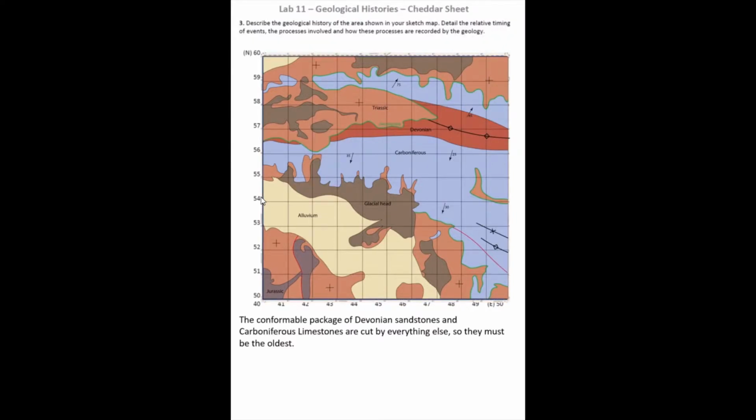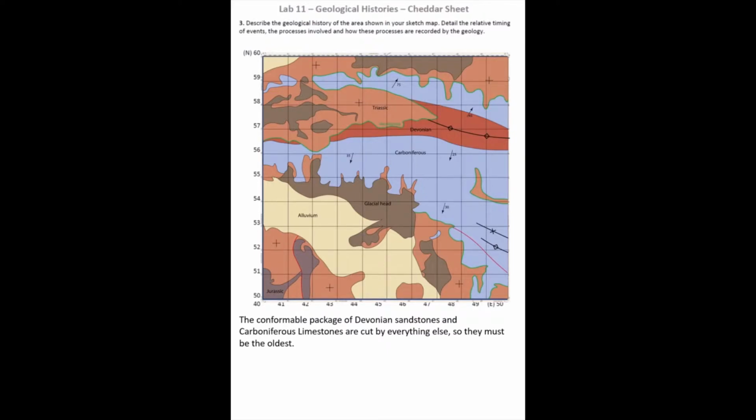Okay, the next question asks you to describe the geological history of the area shown in the sketch map, giving details about the relative timing of events and the processes involved that have given us our geology. Okay, well, the conformable package of Devonian sandstones and Carboniferous limestones, they're cut by faults, they've been folded, and the boundaries are truncated by this angular unconformity. So everything else has been done to those rocks, so they must have been the oldest ones in the area.